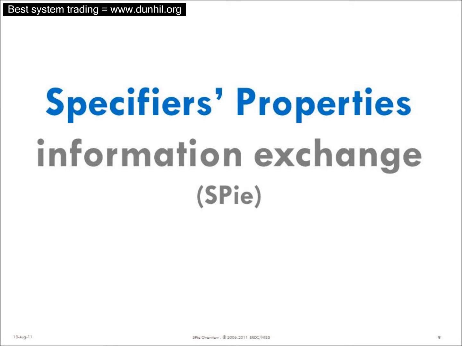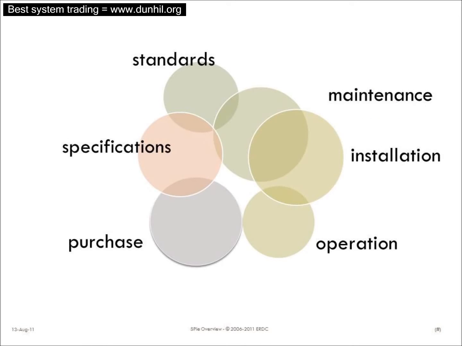And one of the projects to do that is called the Specifiers Properties Information Exchange Project, or also called SPI. If we think about building products and equipment and materials, there's lots of kinds of things we might be interested in knowing about them. We might be interested in knowing what standards they meet and what their maintenance requirements are, how you install them, how you operate them once you're living with those products in your building, what you need to do to purchase the equipment or materials. And also you might be interested in their specification.